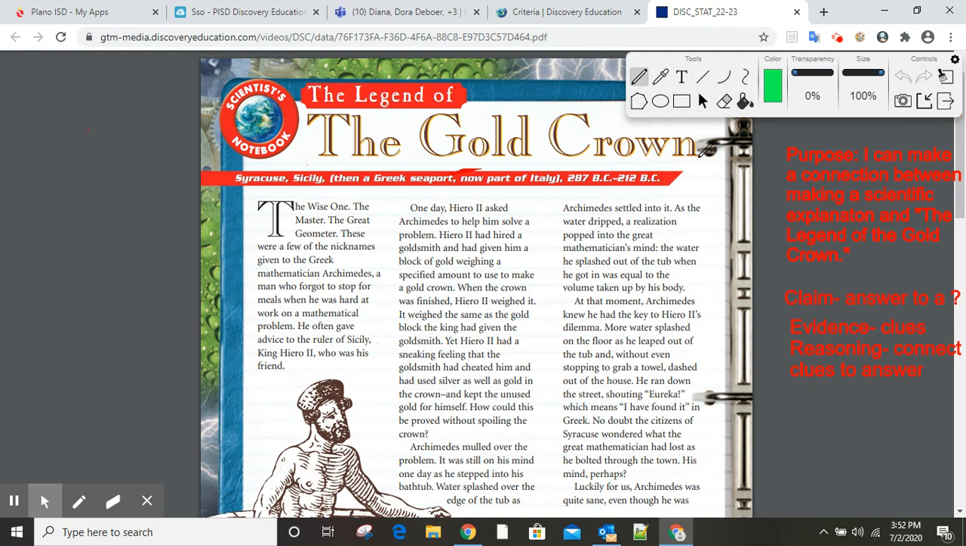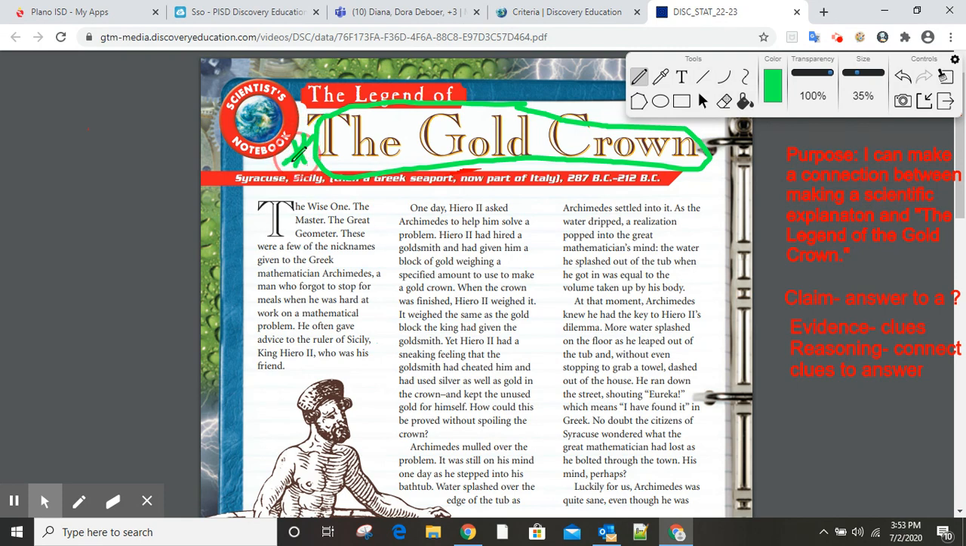The first thing when I'm looking at a reading passage that I do is I take a look at the title. And the title here says The Legend of the Gold Crown. And I notice right away that the type of the gold crown is much larger than the legend of. So I'm going to say that the gist of this reading passage is about the gold crown.